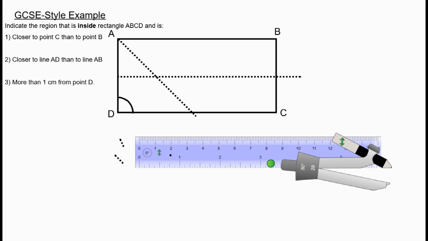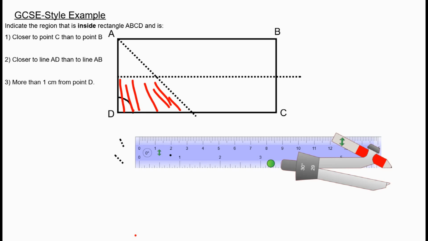Okay. Right, so we need to be closer to point C than to point B. So that's going to be everything under here, like that. But we also need to be closer to AD than AB. So that means we specifically also need to be under this line. So far we're looking at everything under here.